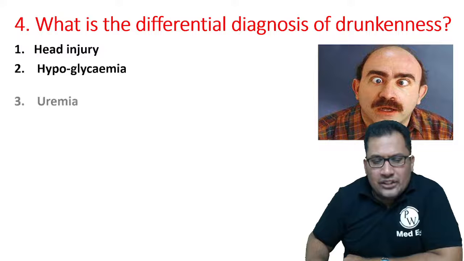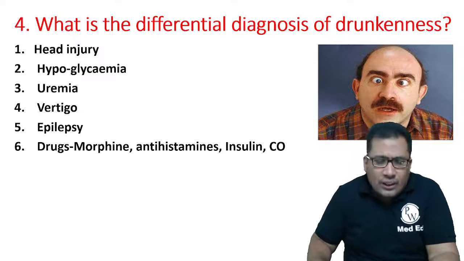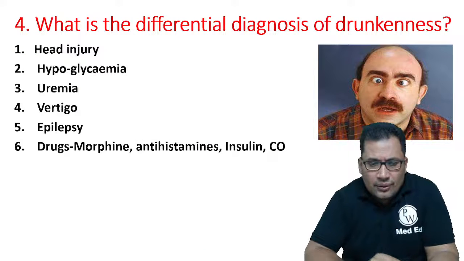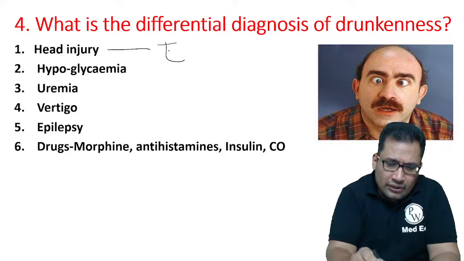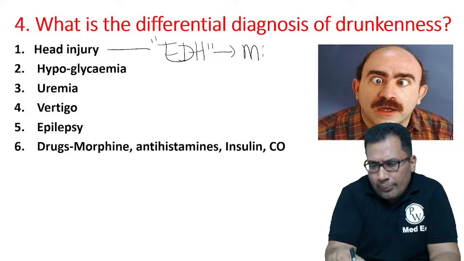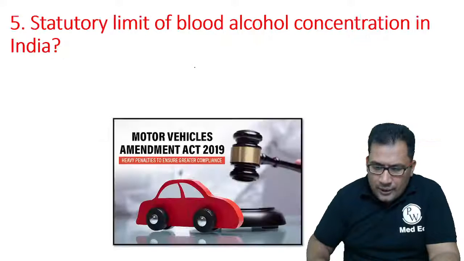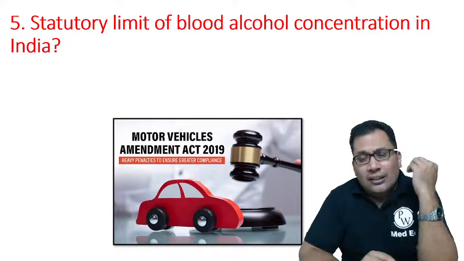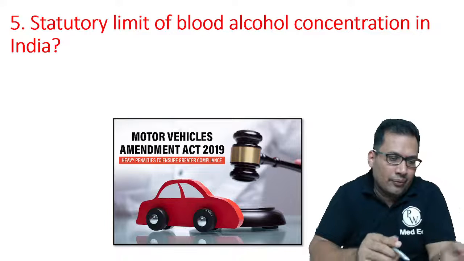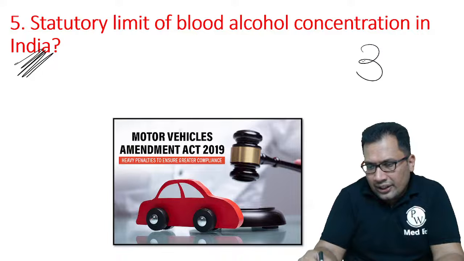Head injury, hypoglycemia, uremia, vertigo, epilepsy, drugs like morphine, antihistamine, insulin, carbon monoxide poisoning, all these resemble drunkenness. Here, head injury means EDH, extradural hemorrhage, as a result of bleeding from the middle meningeal artery. This can be asked. What is the statutory limit of alcohol or blood alcohol concentration in India? It varies from one country to another. In India, it is 30 milligram percentage.